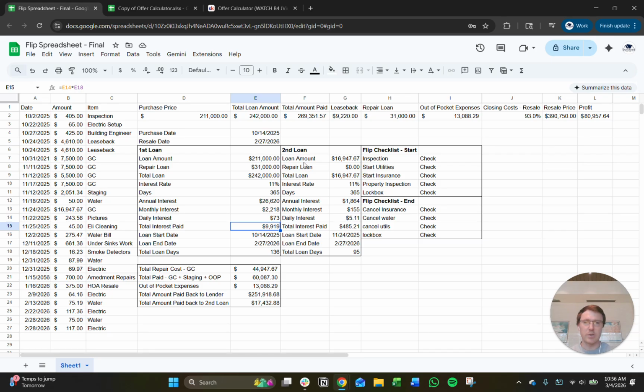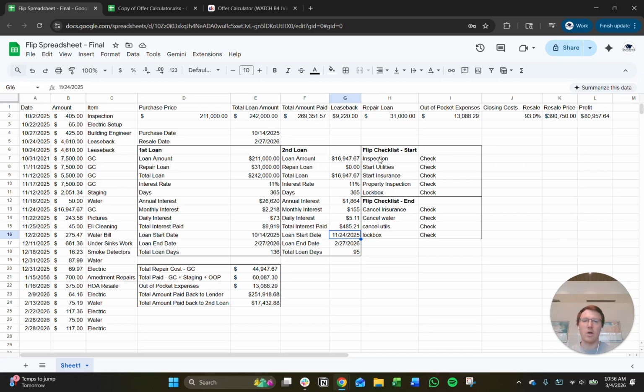And then we had a second loan because we went over budget on our repairs. We don't like to use our own money, so we took out a second loan. The loan amount was this number right here. That's what the remaining GC was. GC fee was over here. This was 11%, same exact thing. We paid back $485. It was from November 24th to the day it closed, 2/27, so 95 days.